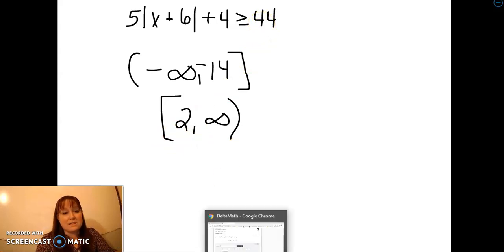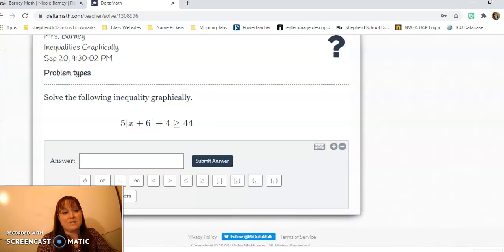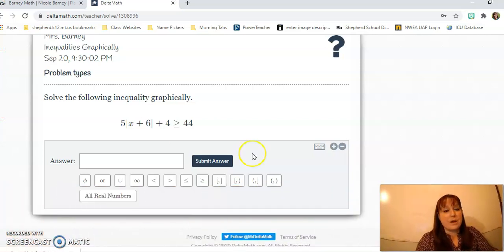So now if I go back to Delta Math, this is the key to being able to actually enter it into Delta Math, is understanding some notation. So I'm going to start with, I know from negative infinity. Now remember, negative infinity is not a number, so I can't put a closed bracket on negative infinity. So I'm going to go from negative infinity to negative 14, and I'm going to have a closed bracket. Now this is where the notation gets kind of funky, but this is notation you've got to know how to use now that you're in pre-calculus.